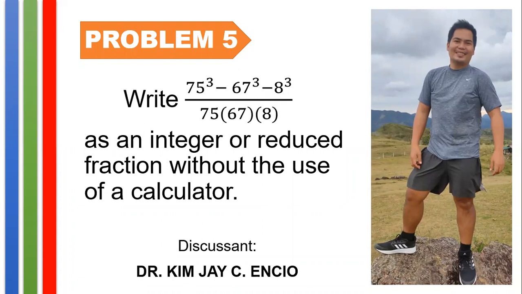And today I bring to you problem number 5, an algebra problem. Write (75³ − 67³ − 8³) divided by the product of 75, 67, and 8 as an integer or reduced fraction without the use of a calculator.